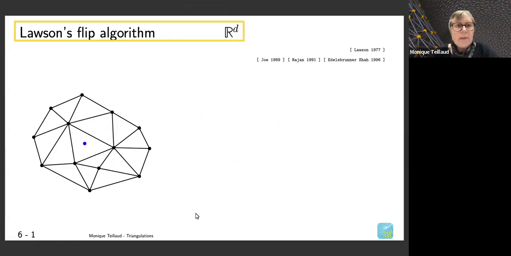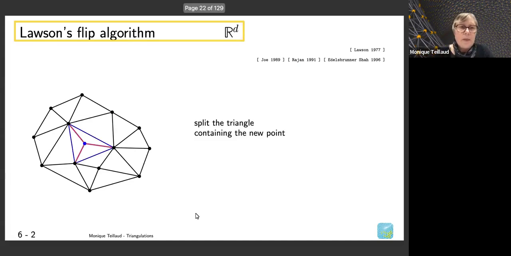The other class of algorithms is Lawson's flip algorithm. Of course, the result will be the same because the Delaunay triangulation is well defined, but the organization of the operations is different. The first operation is to find the triangle that contains the new point. You split it into three, like in the picture.